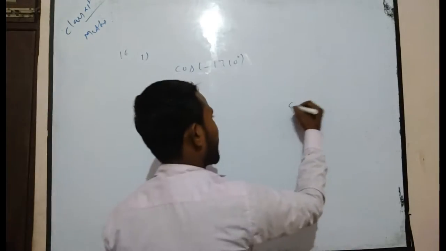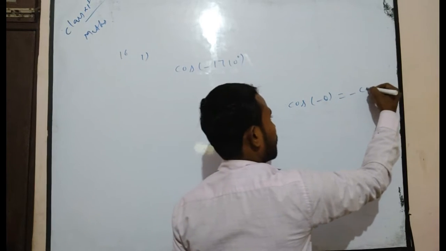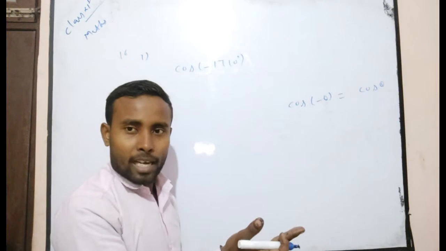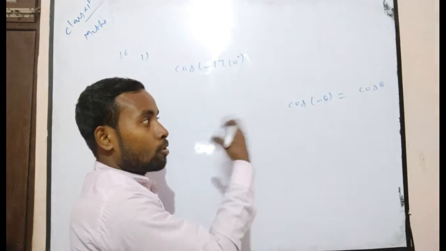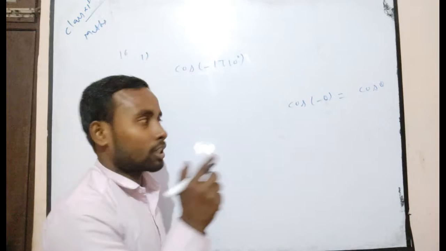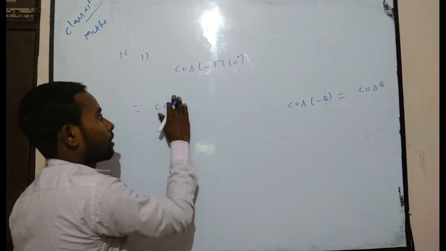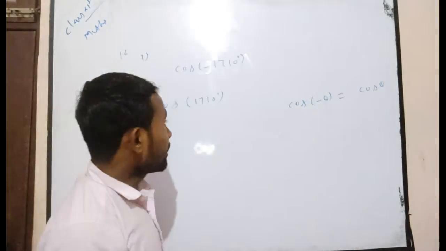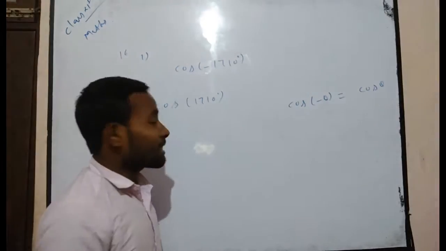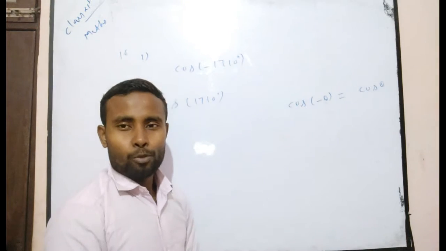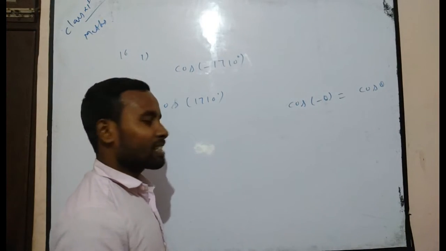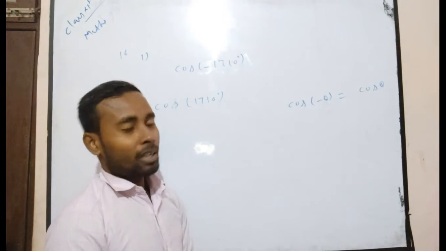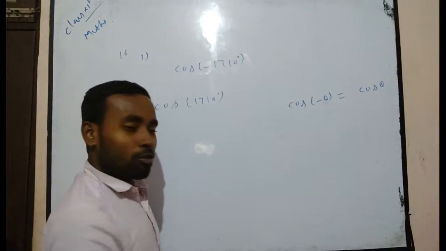First of all, as you know, by a similar process, cos of minus theta is equal to cos theta. You don't take negative as with sin or tan or cot. You simply remove the minus, because cos minus theta is equal to cos theta. So you can write it as cos 1710 degrees. Now, it is not expressed in radians. You can express it in radians and again solve by a similar process, but why solve this problem with the help of radians? By degrees it is also simple.